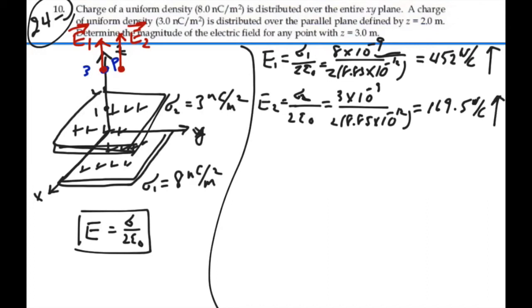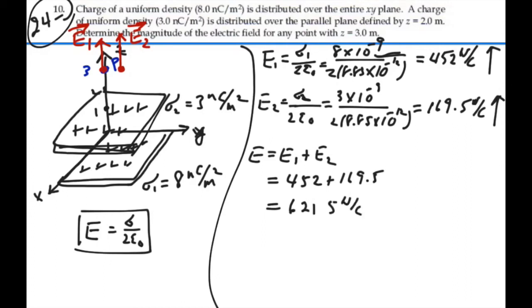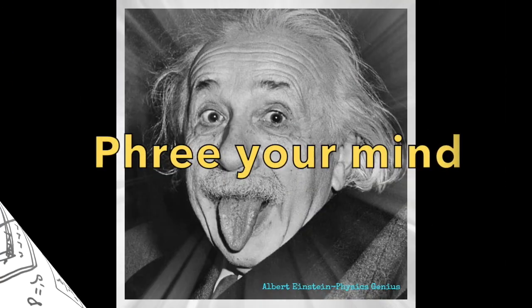So these two fields are going to add. Our net field is going to be the sum of the two. That's going to be 452 plus 169.5, and that's going to equal 621.5 newtons per coulomb in the positive z direction. So that's the magnitude of our net field, 621.5 newtons per coulomb in the positive z direction. Answer.